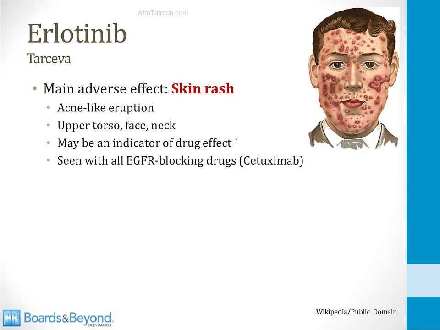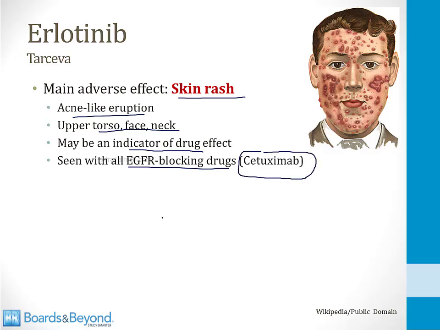The main adverse effect of erlotinib is a skin rash. This is an acne-like eruption that occurs on the upper torso, face, and neck. And there are some data that suggest this may actually be an indicator of the drug effect. Patients who have significant acne often get more benefit from the drug. And this adverse effect is seen with all EGFR blocking drugs. We talked about this before, how patients on cetuximab can also get an acne-like eruption. The same thing happens in patients taking erlotinib.